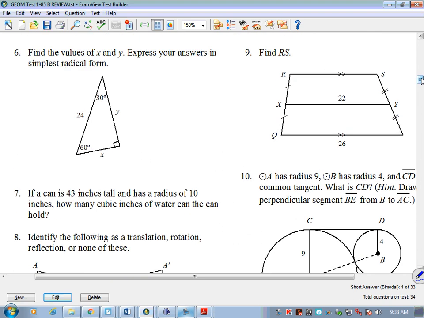Find the values of x and y. Express your answers in radical form. You've got a 30, 60, 90 triangle here, so we need to use our 30, 60, 90 ratios. What is 30 in relation to the hypotenuse? What would I do to the hypotenuse to find that side opposite of 30? What would I do to 24?